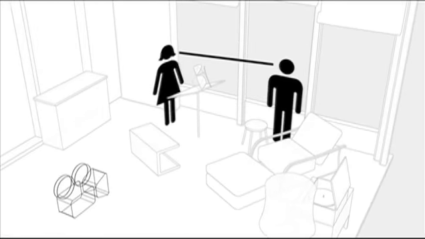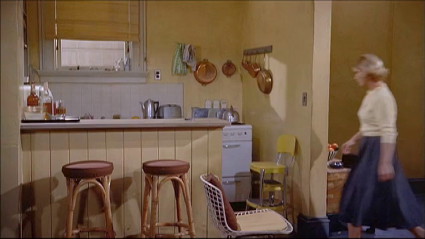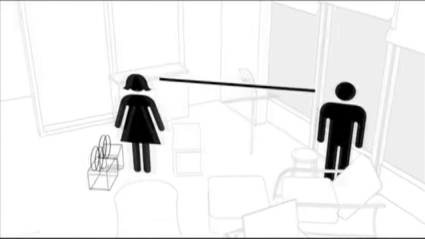Next, the axis of action changes as Midge gets up and goes to the kitchen to retrieve a stool. Finally, Midge approaches Scotty with a stool, and the axis of action changes once more before the scene ends.